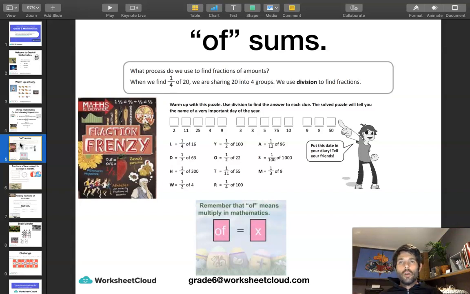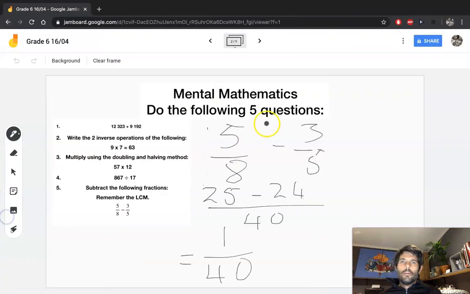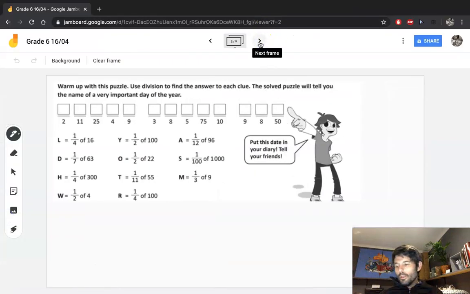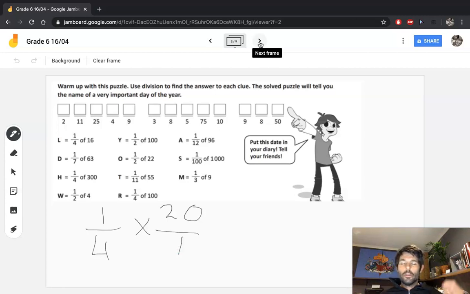So I'm going to do an example for you on the Google Jamboard quickly, just to clarify that. I'm going to use the example, which was a quarter of 20, and we said that of was multiply, and just so that we have two fractions to work with, I'm going to put 20 over 1. 20 over 1 is exactly the same as 20. Remember, a fraction means the numerator divided by the denominator. So 20 divided by 1 is 20.